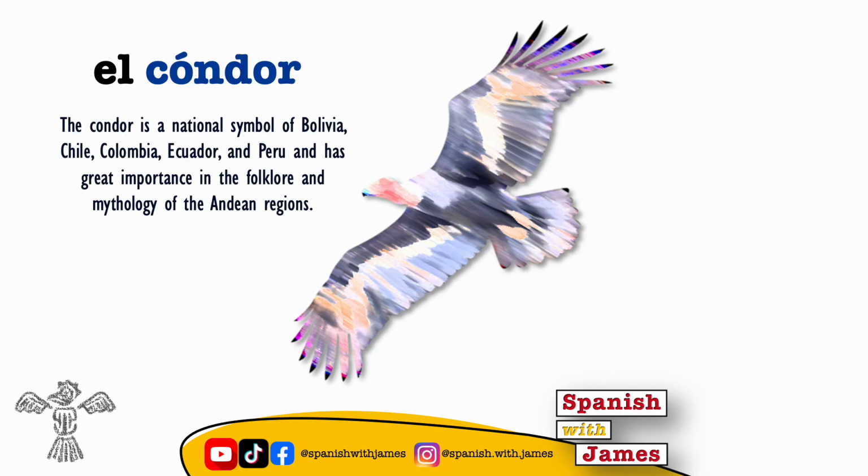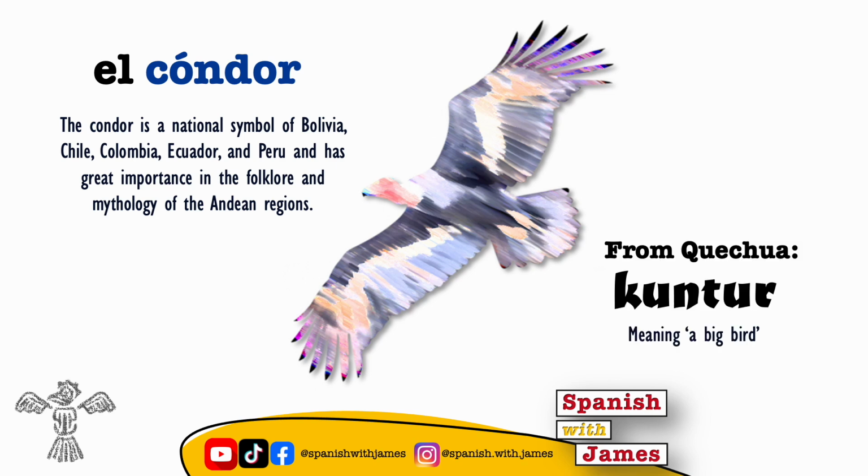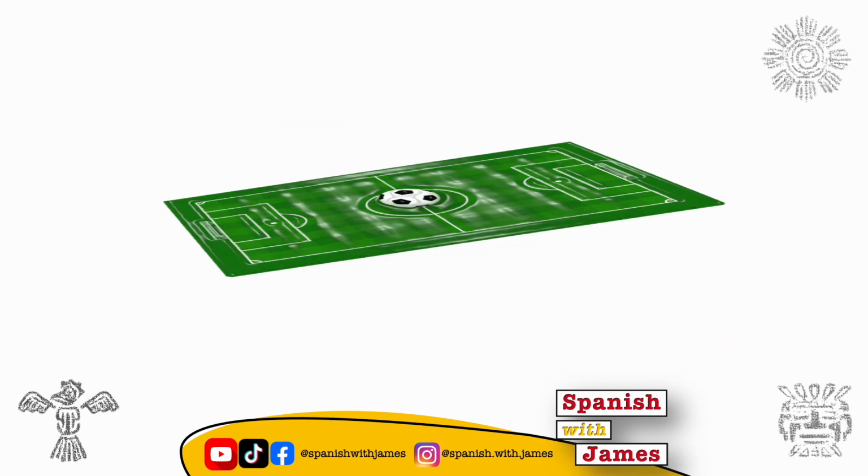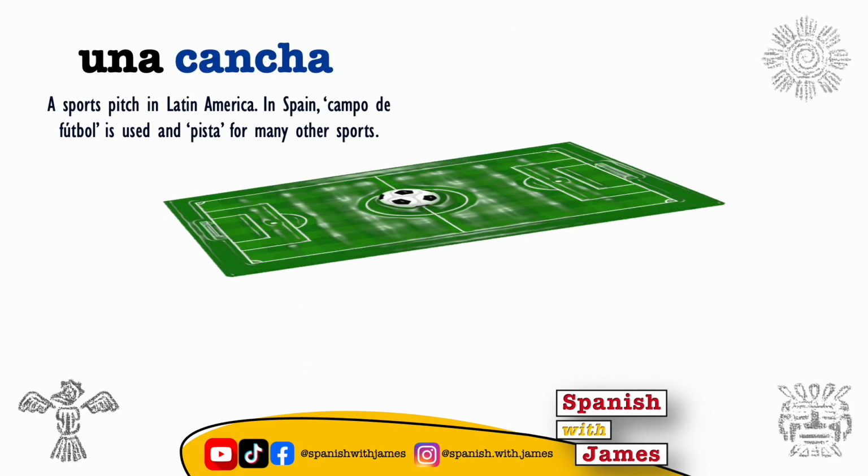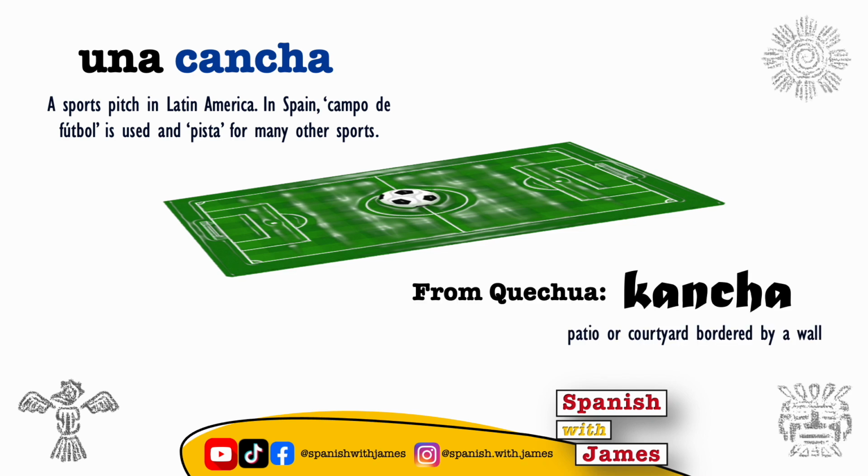El cóndor, a bird with a huge wingspan which is the national symbol of Bolivia, Chile, Colombia, Ecuador and Peru, has great importance in the folklore and the mythology of the Andean regions, and the name of this bird comes from Quechua, cuntor, meaning a big bird. In Latin America, a sports pitch is una cancha, coming from the Quechua word cancha, a patio or courtyard bordered by a wall. Although in Spain they call this un campo de fútbol, or una pista de baloncesto, una pista de tenis.